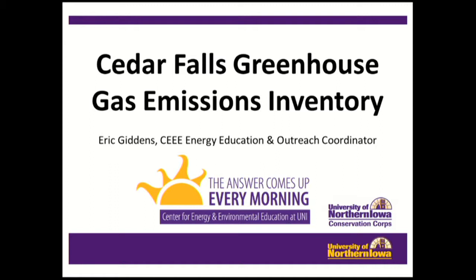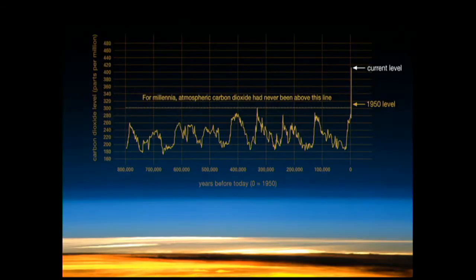So I just want to share with you some work that we've done at the CEEE, we call it Center for Energy and Environmental Education at UNI, related to greenhouse gas emissions inventories and some planning process that can be done to reduce greenhouse gas emissions. So I'd like to share with you the rationale behind why we do what we do, how the program works, and then some of the data that we've generated in this initial inventory that we've done.